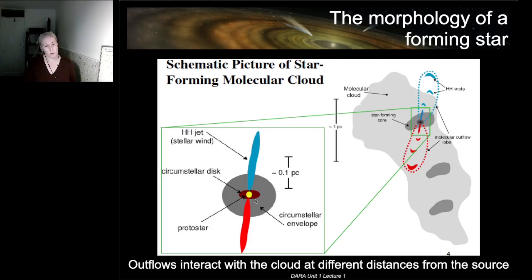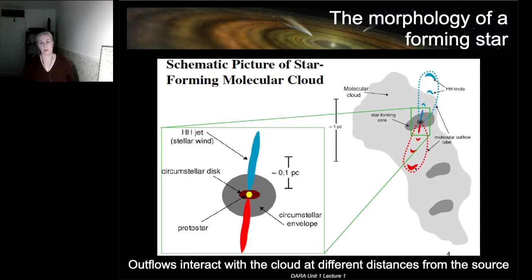We have a flattened rotating structure we call a circumstellar disk. That's surrounded by a circumstellar envelope that's still collapsing and feeding the star. And then we have a blue shifted and a red shifted jet that is created by the twisting of the magnetic fields.